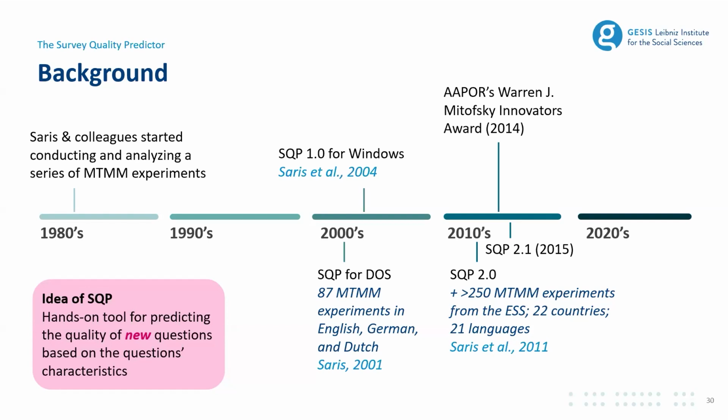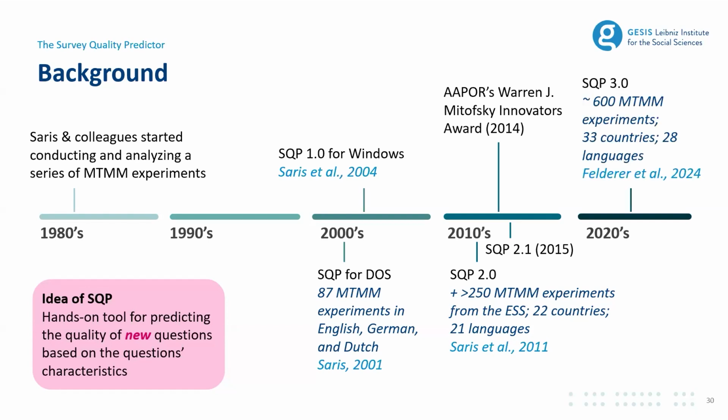SQP 2.1 was released. And about 3 years ago or so, the software, which was at that time hosted in Barcelona by the Universitat Pompeu Fabra, UPF, then moved to GESIS, where we have developed the next version, SQP 3.0, which now involves more than 600 MTMM experiments and is able to predict the quality of survey items for 33 countries and 28 languages.